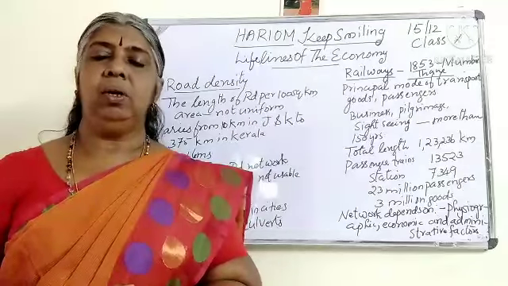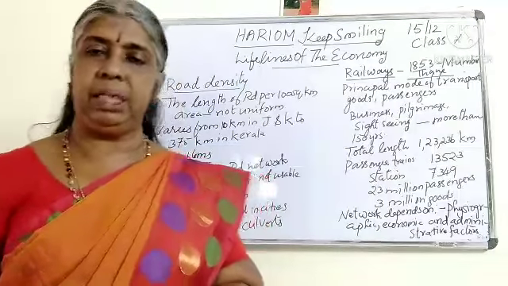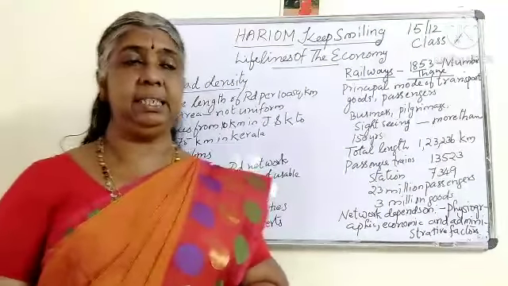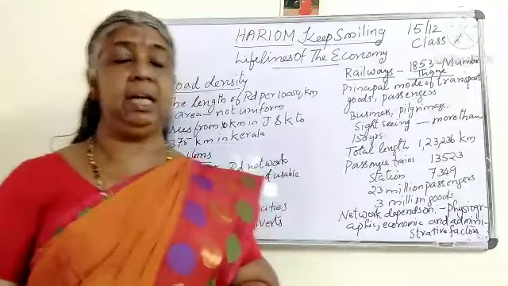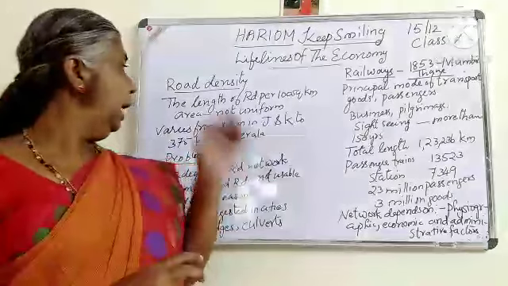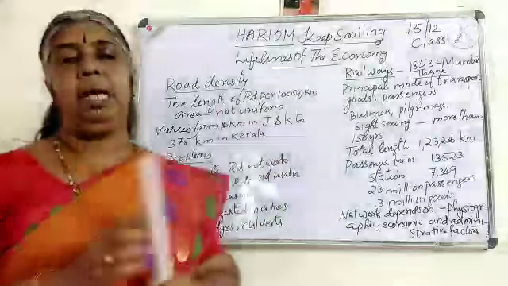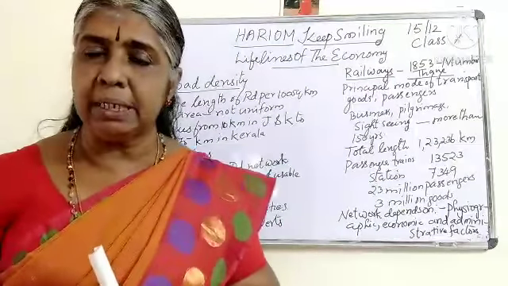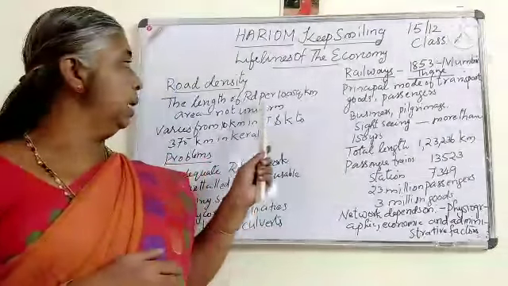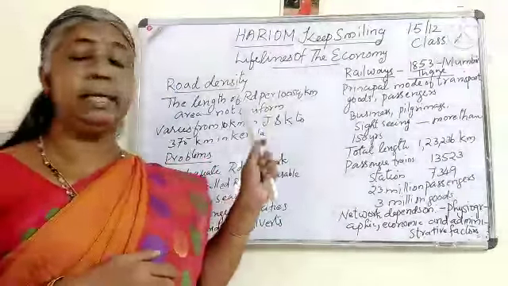So today we will start with a new topic from our lesson, that is road density. What do you mean by density? You are studying physics, chemistry and all, so you know what density is. But in the case of roads, what does density mean? That is the length of road per 100 square kilometer area.